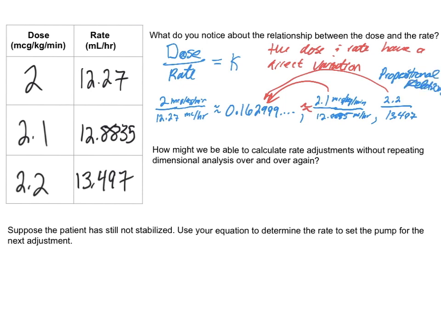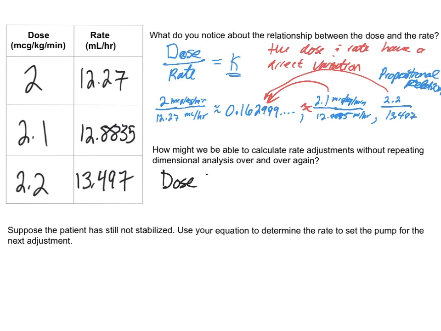And what I'm going to do down below is kind of summarize this. How might we be able to use this fact? If we know the dose and the rate always simplify to the same value, which we call K, then we can use this proportional relationship to calculate adjustments. What I mean by that is if you know the dose, which could be in micrograms per kilogram per minute, or it could be in another dose, micrograms per minute, or milligrams per minute.